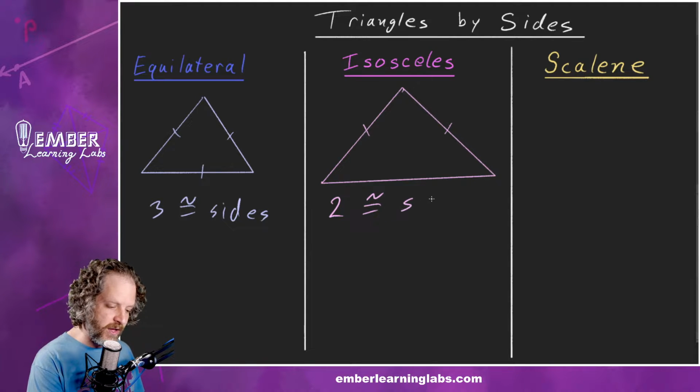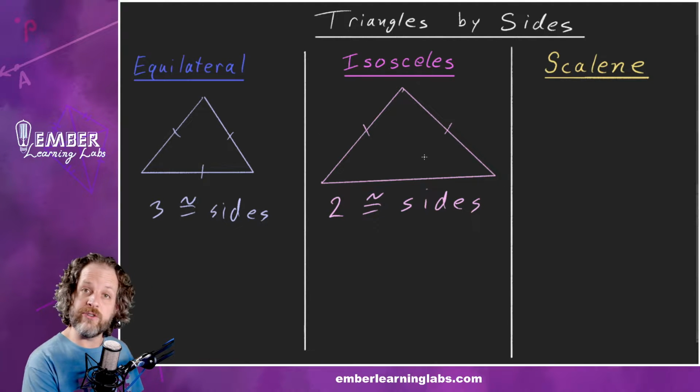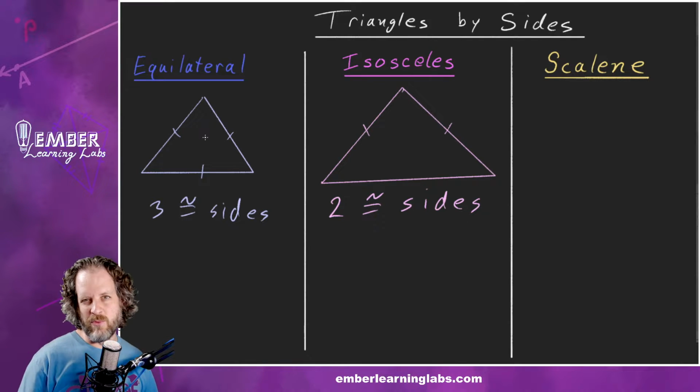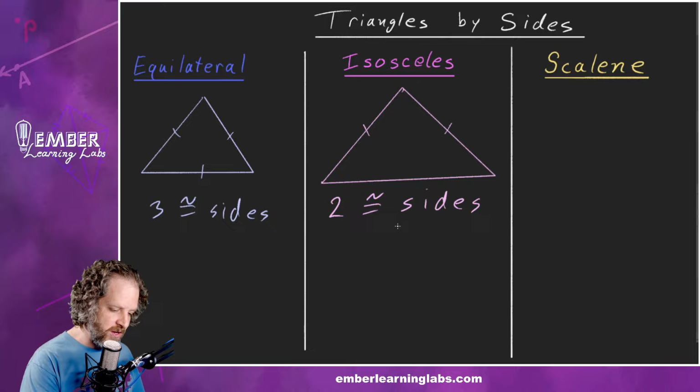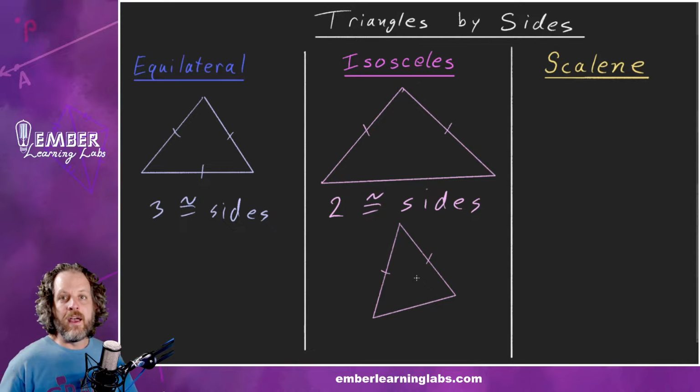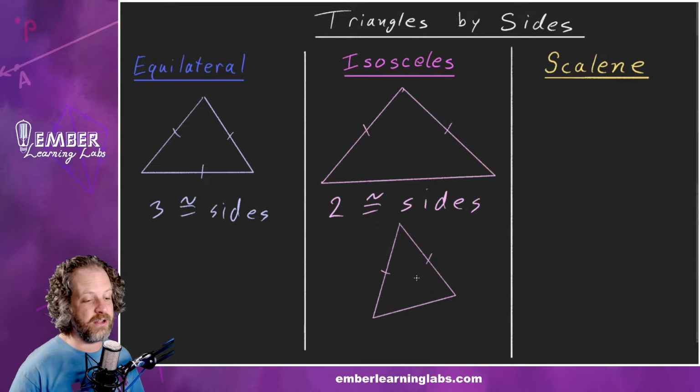Now you might notice that every equilateral triangle is also isosceles, right? But not every isosceles is equilateral, right? Because every equilateral has 2 congruent sides, but equilateral has 3. So it is a more stringent definition. So we could have 2 long sides here, and then a short side, something like that, right? Or whatever else. So every equilateral triangle is also isosceles.